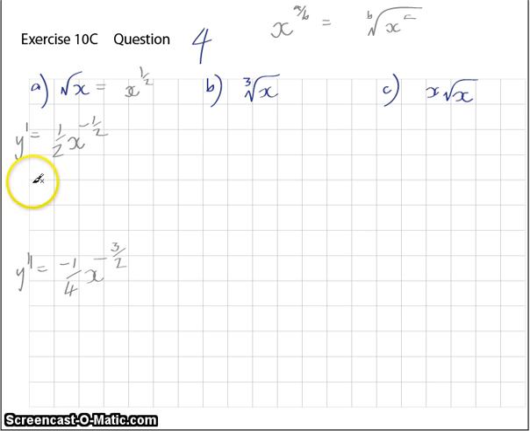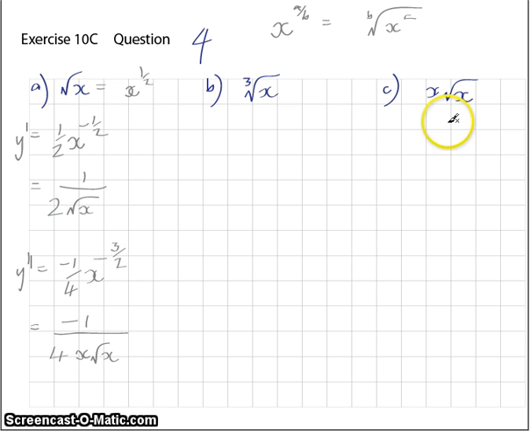So now I come back and I write this as a fraction 1 over 2, that's the half. X to the minus a half is going to be the square root of x on the bottom of the fraction. This becomes minus 1 over 4, that's my quarter. X to the 3 over 2 is x root x.